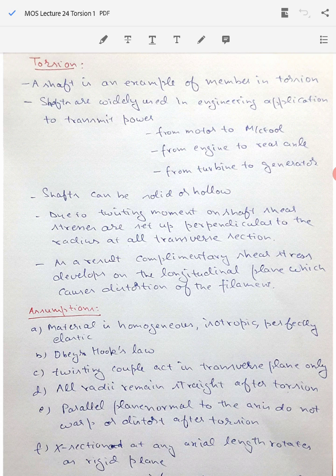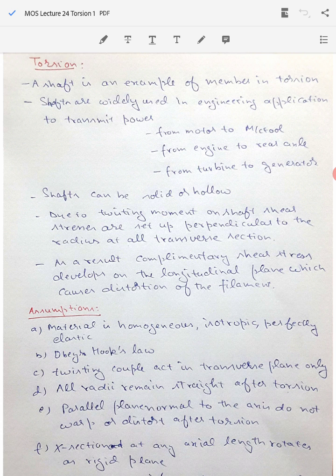Before going further and deriving the relation for the torsion of the shaft, let's look at the assumptions which are involved in this derivation. The first assumption is that the material of the shaft is homogeneous, it is isotropic and perfectly elastic. It obeys Hooke's law. That means we haven't stressed the material beyond the elastic limit. So stress remains proportional to strain.